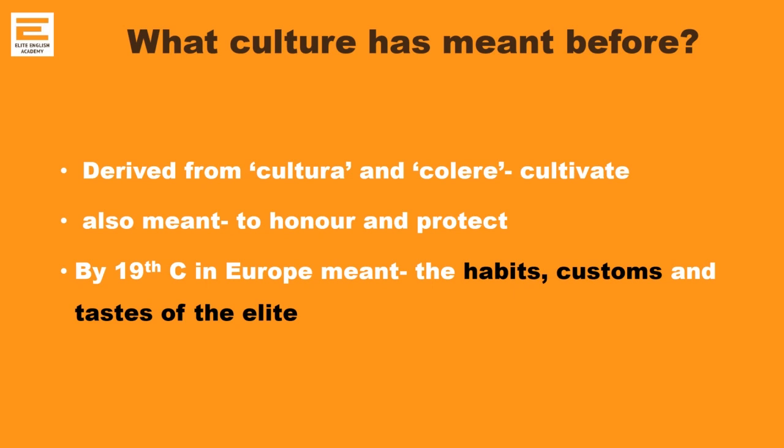What culture has meant before. The word culture is derived from cultura and colere, which means cultivate. It also meant to honor and protect. By the 19th century in Europe, culture meant the habits, customs, and taste of the elite. This is the most important part you have to understand. Culture once referred to the habits and customs of the upper society. The habits and beliefs of the lower people were completely ignored.